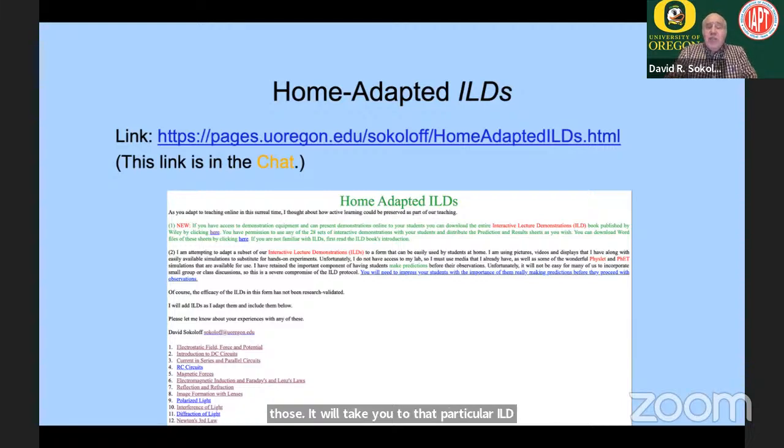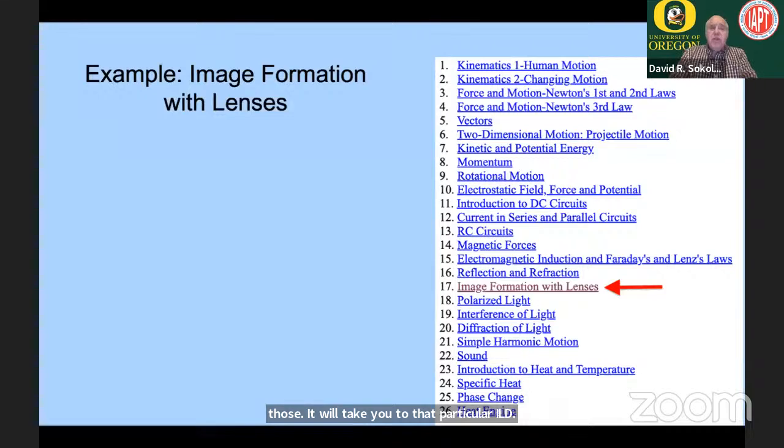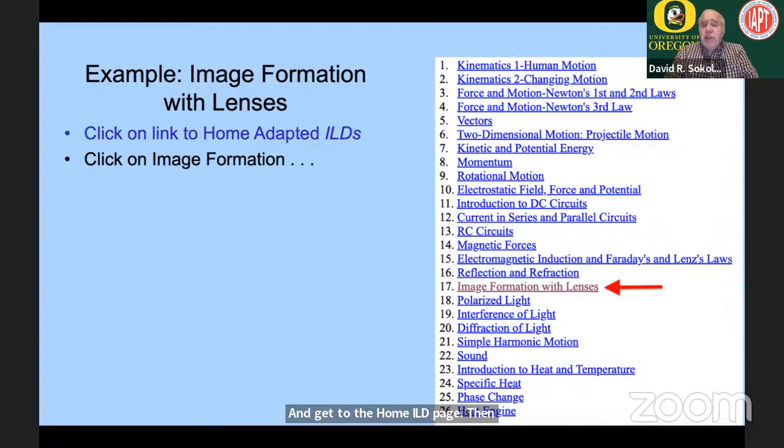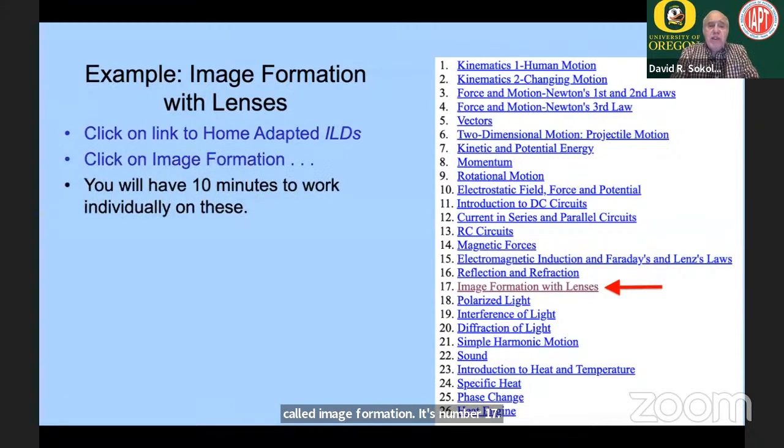Okay, so what I ask you to do is to click on the link that's in your chat and get to the home ILD page. Then click on the one called image formation. It's number 17. And when you click on it, there will be directions, and you will have probably more like 5 minutes to work. I just want you to get a feeling for what this is like.